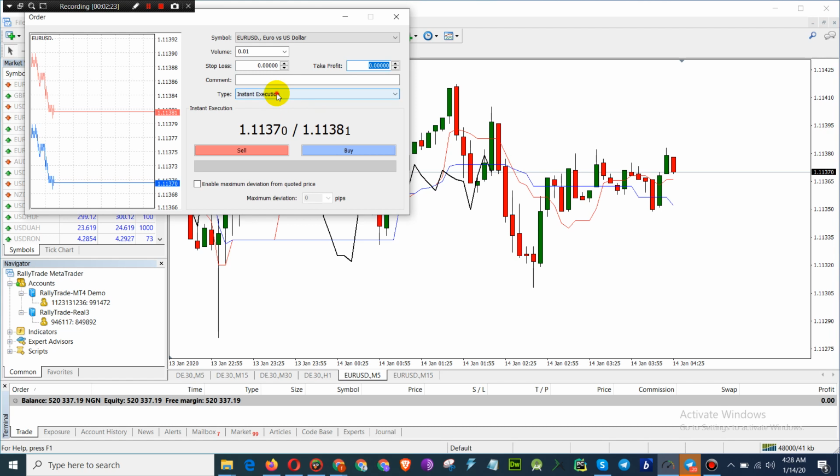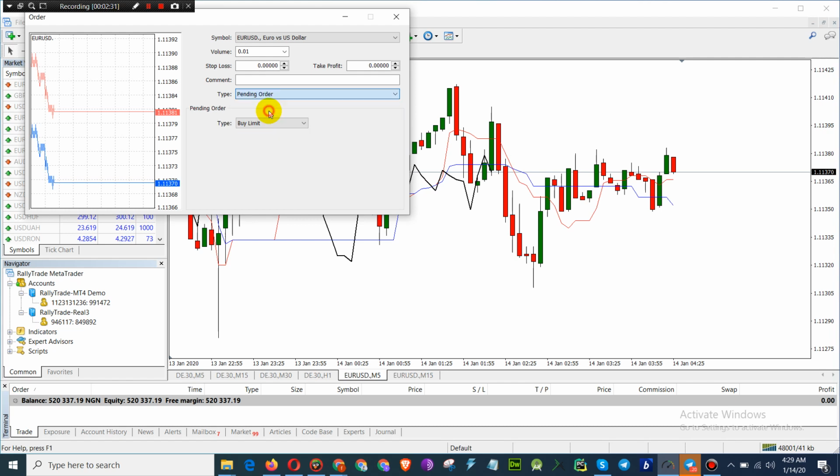All right, so we have execution. If you want it to be an instant execution, that is taking a position instantly, you use instant execution. But if it is a pending order, most of the time signals might come with pending orders, so you might use pending orders for signals. Pending orders mean you're going to put your price. You can see it has changed, the price you want to buy at, and that's why it changed to buy limit. We have sell limit as well. If you want to sell and it's a pending order, it will change to sell limit.